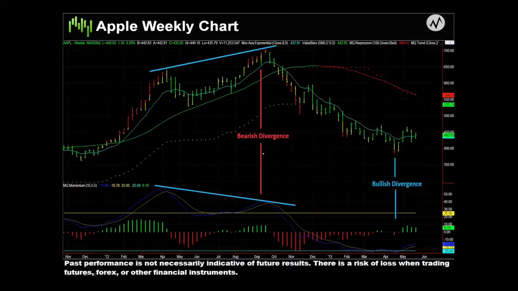So let's take another look at Apple. Here's an equity with a very nice bearish divergence. This was the absolute high in Apple. So you had higher prices, lower momentum, overvalued and significantly overvalued prices.